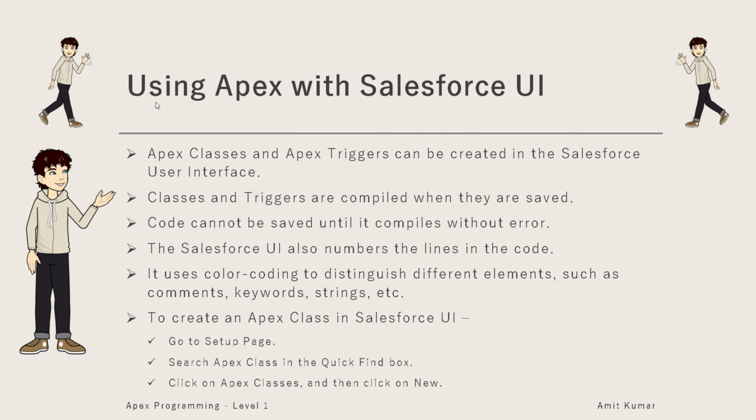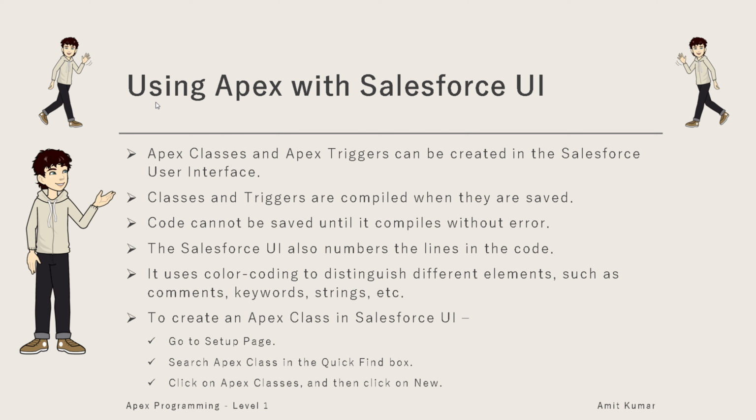Now we can create Apex classes and Apex triggers in the Salesforce User Interface itself, where Apex triggers are those Apex classes which are executed with an object. So if any new data is created, any data is updated, or any record is deleted from any object, then these Apex triggers are executed automatically.